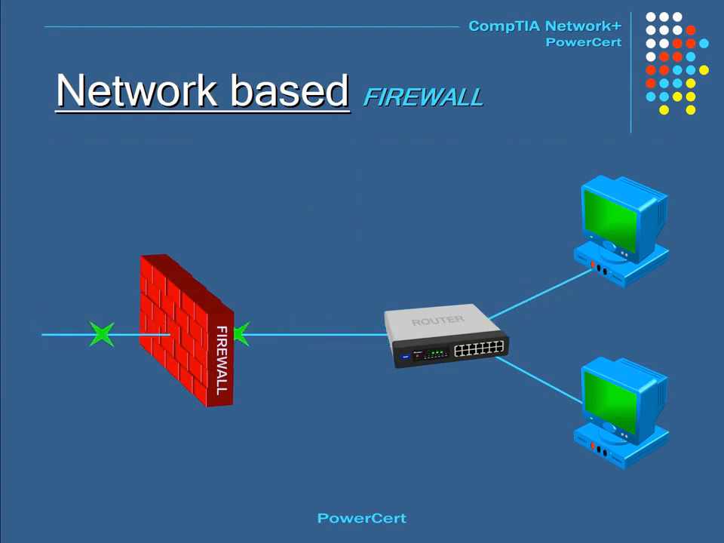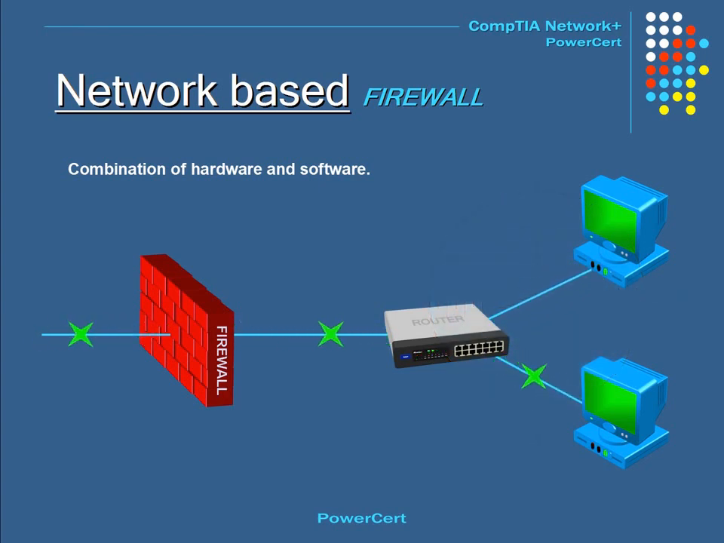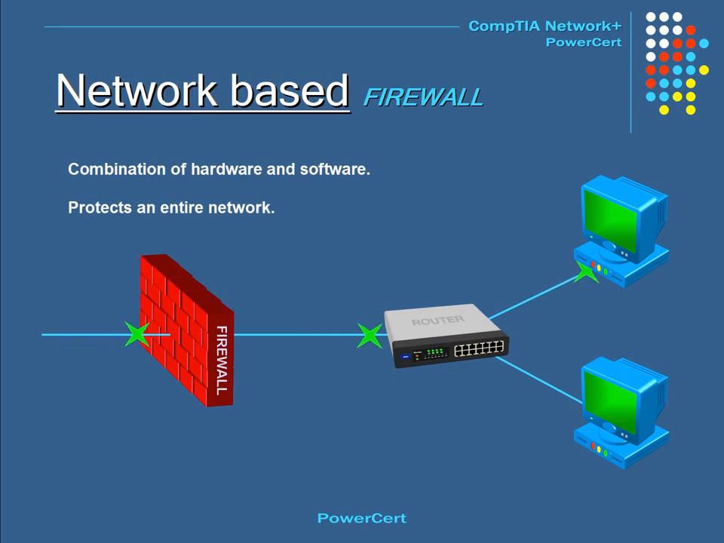Another type of firewall is called a network-based firewall. And this is the kind that is shown here. A network-based firewall is a combination of hardware and software, and it operates at the network layer. It is placed between a private network and the internet. And unlike a host-based firewall, where it only protects its own computer, a network-based firewall protects an entire network. And it does this through management rules that are applied to the entire network so that any harmful activity can be stopped before it reaches the computers.